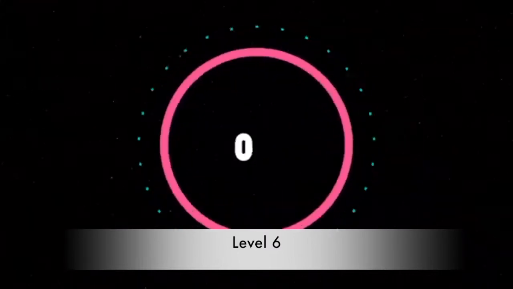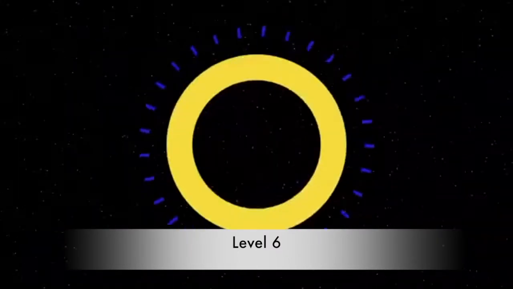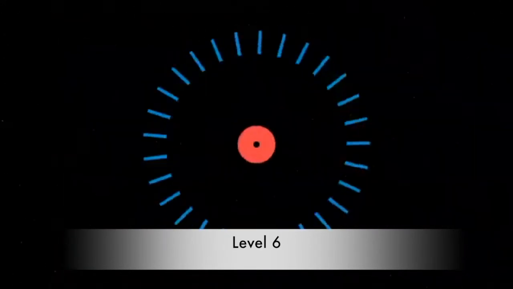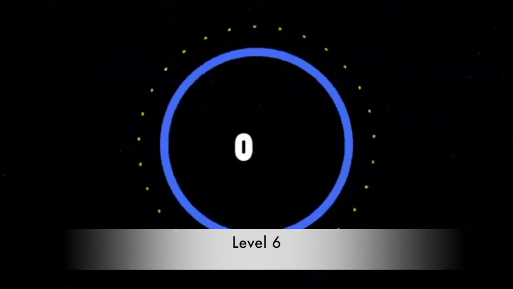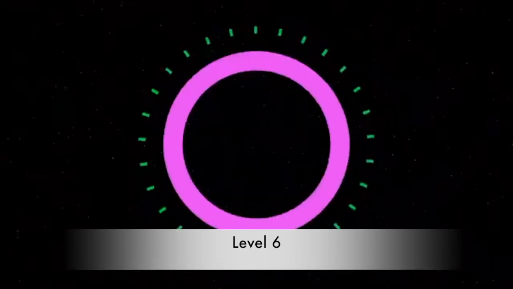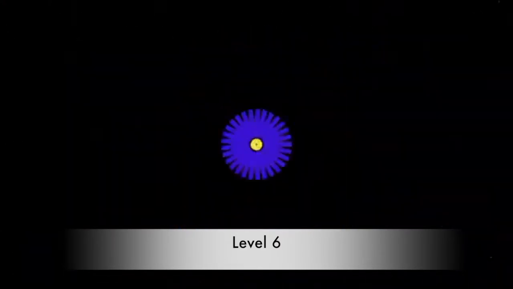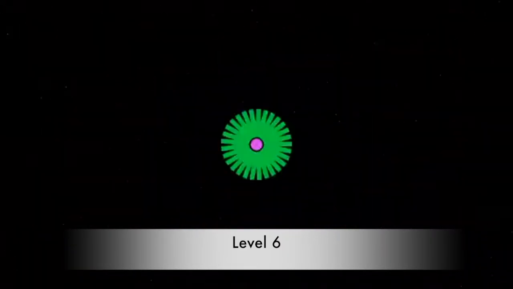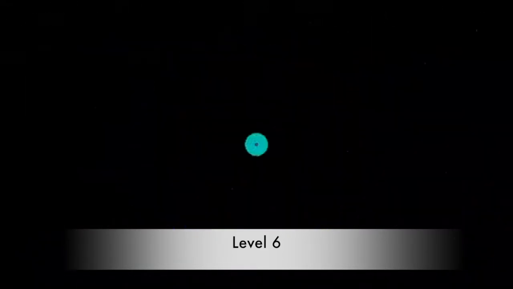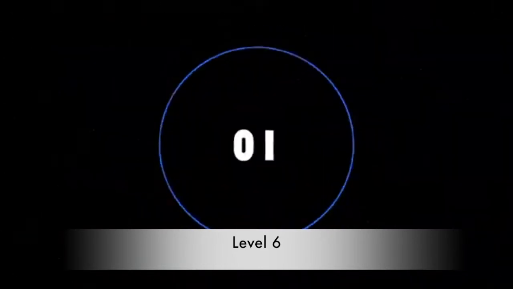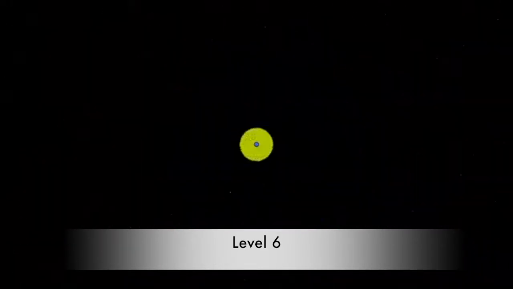55. 56. 57. Fantastic effort. 58. 59. 60. 61. 62. 63. 64. 65. 66. 67. End of level 6.